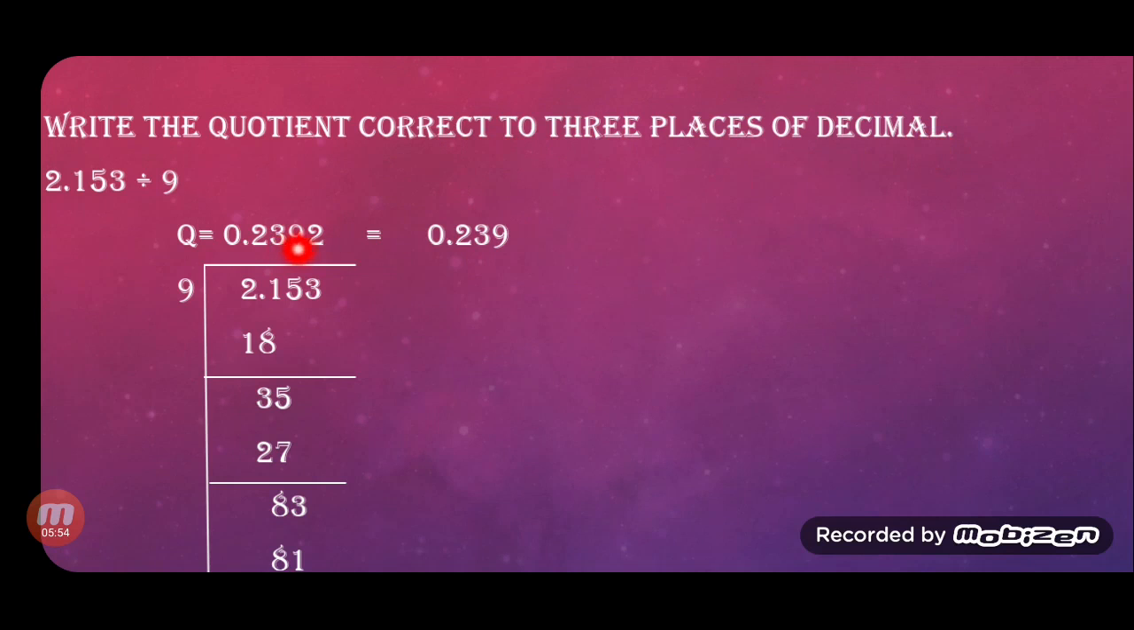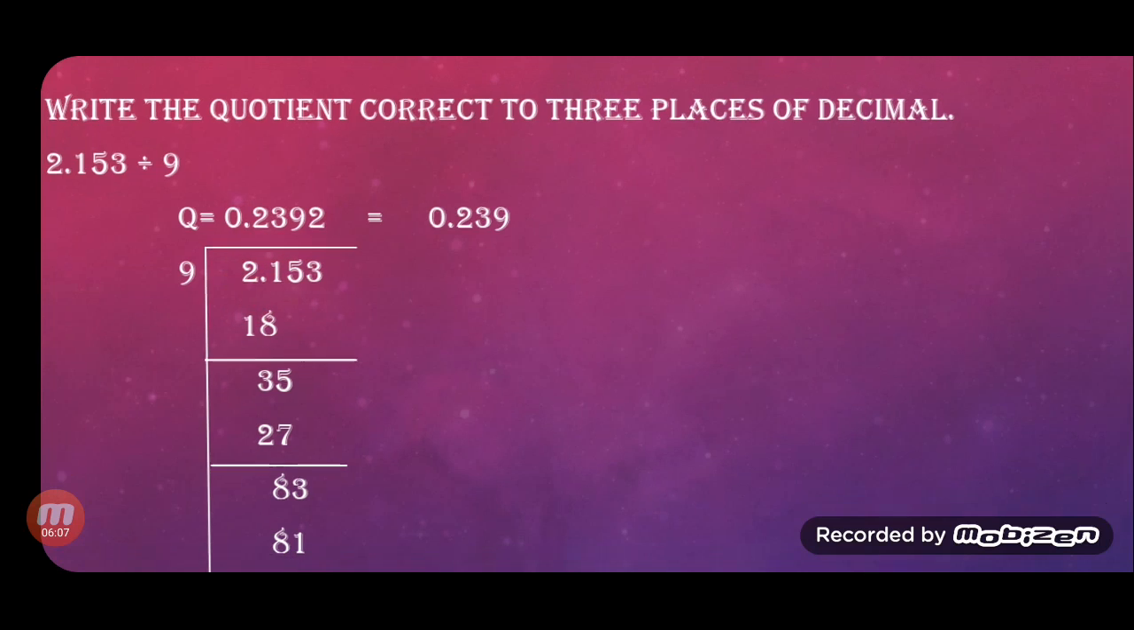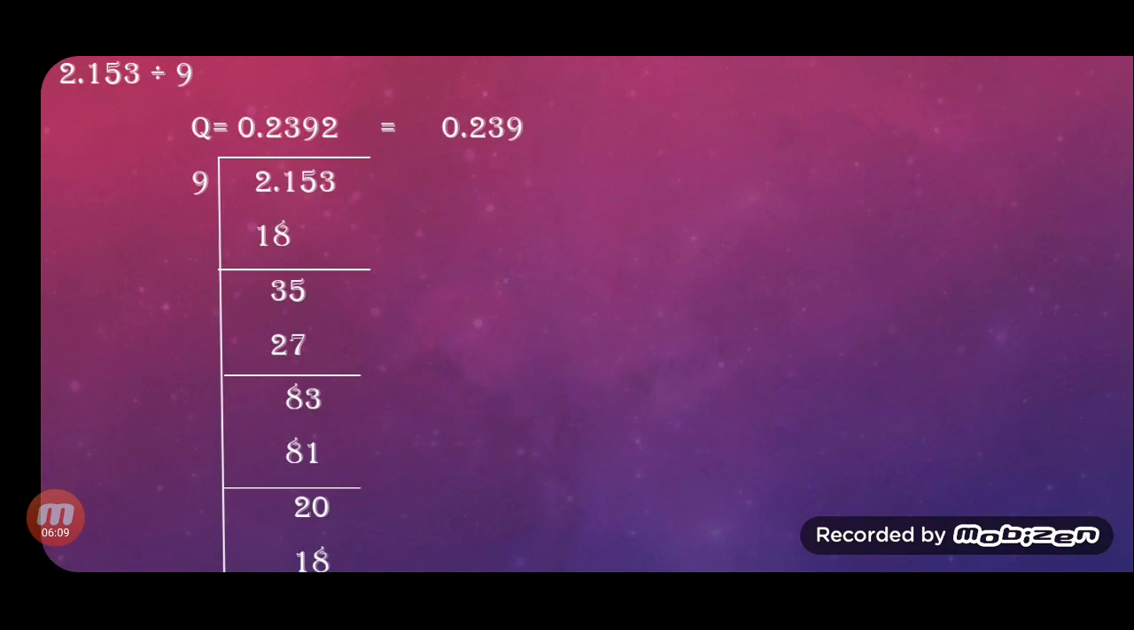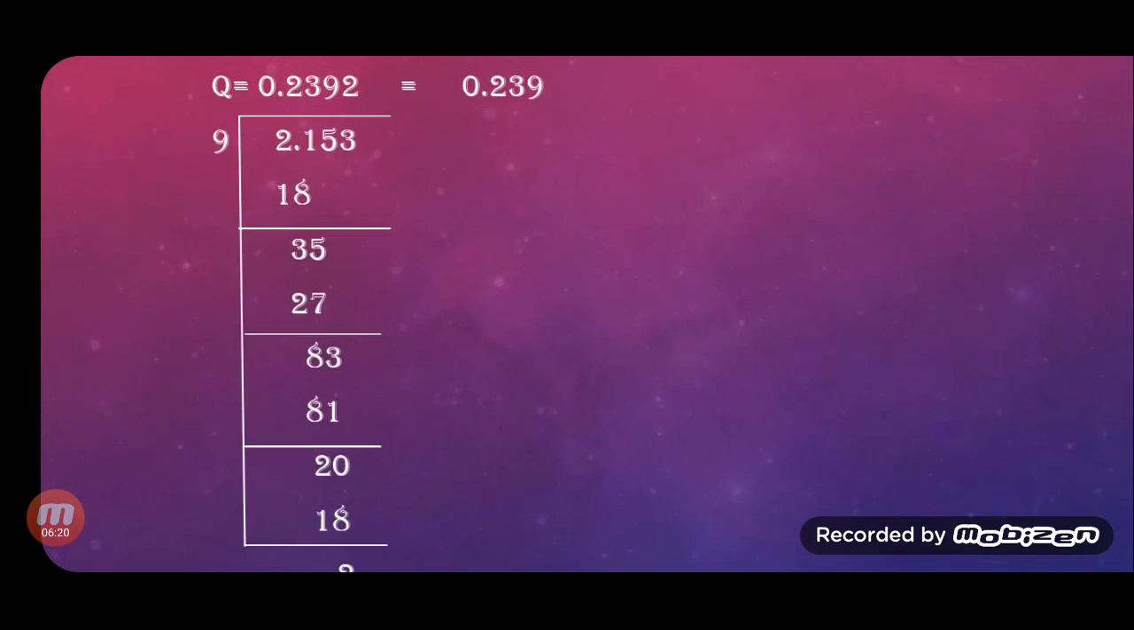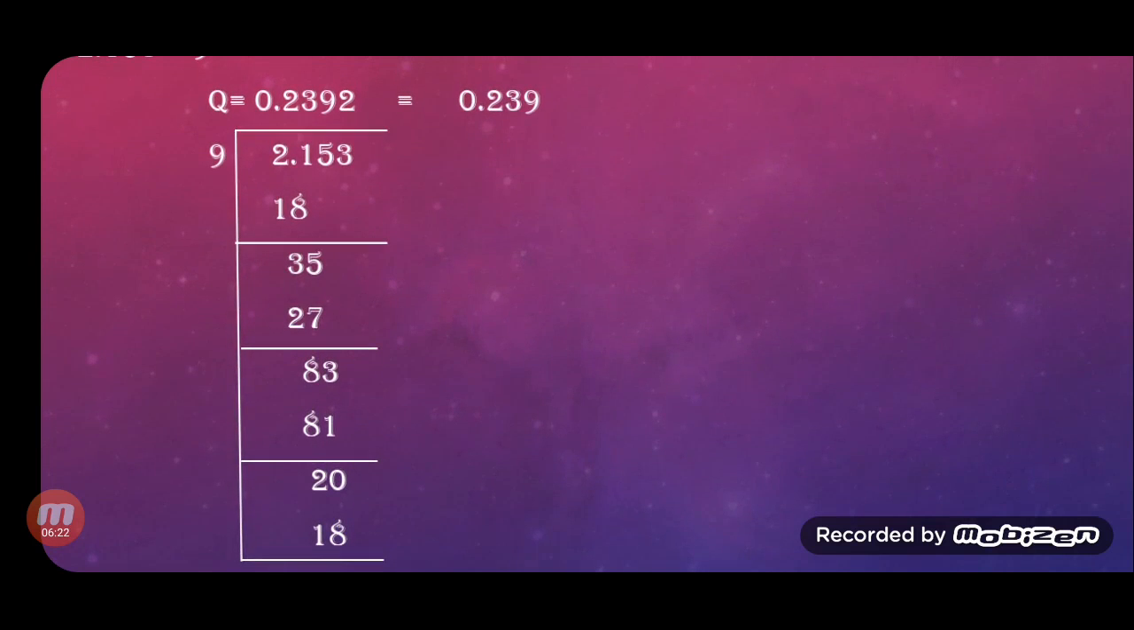Once again, write the quotient correct to the 3 places of decimal. So we will find the 4 places of decimals, because we have to round off the third place. So 2.153 divided by 9. 0. 9 2s are 18. 11 minus 8 is 3. Take this 5 here. 9 3s are 27. 15 minus 7 is 8. Take this 3. 9 9s are 81. 3 minus 1 is 2. 0 we will add, and then 9 2s are 18.